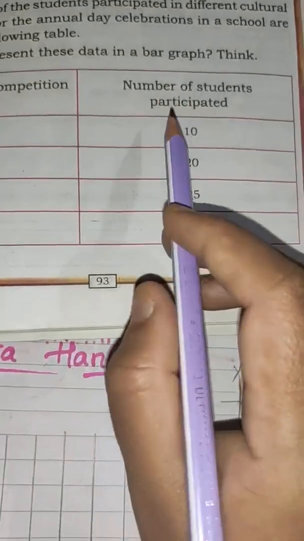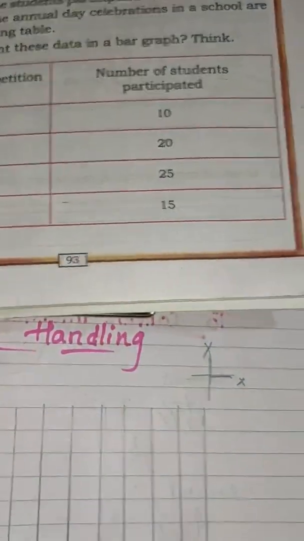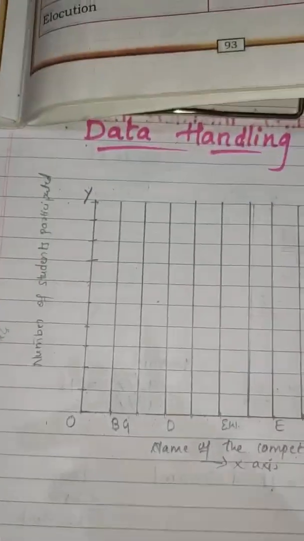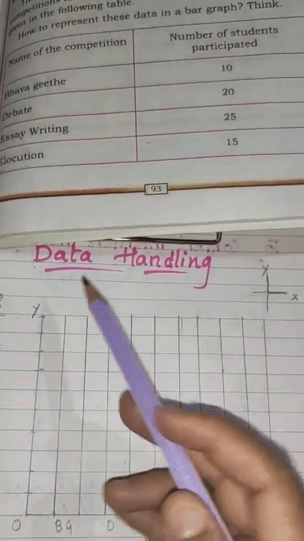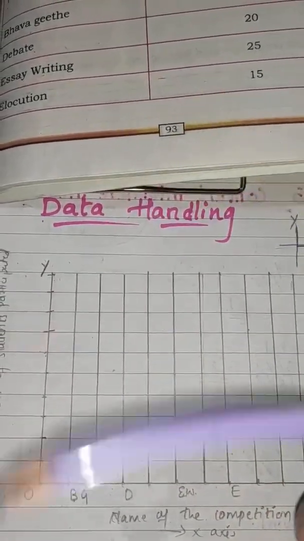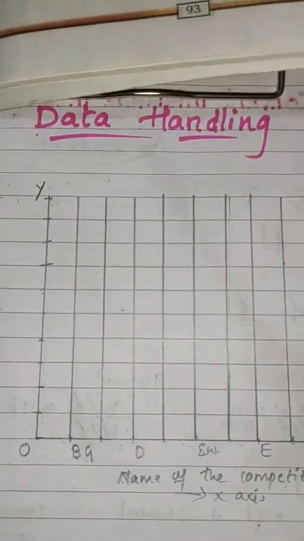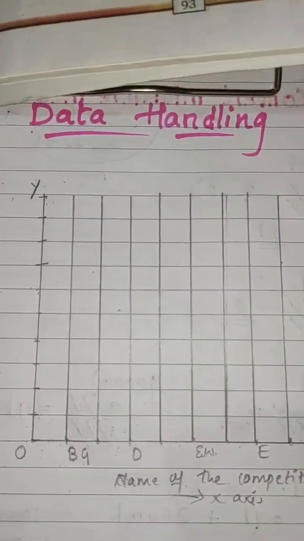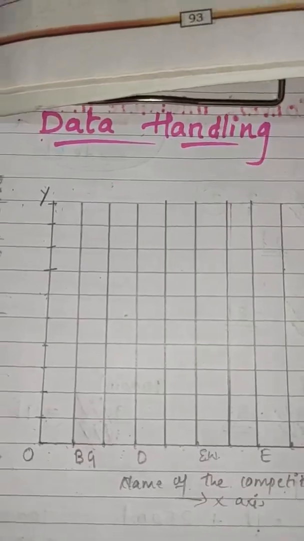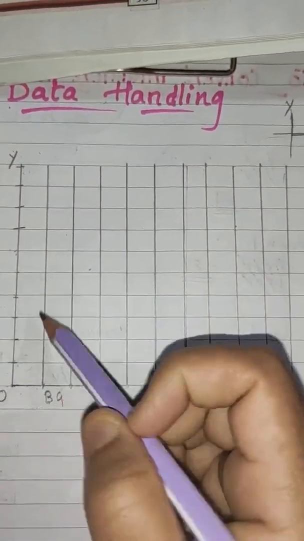Here you can see the number of students participated: 10, 20, 25, 15. But children, here we are having only 10 lines. So till 25 you may not have that many lines in your sheet. If you got 80 students, is it possible to draw within one page? No. If the numbers given in the data are fewer, then the graph can be constructed on a single sheet. Here I have shown you.